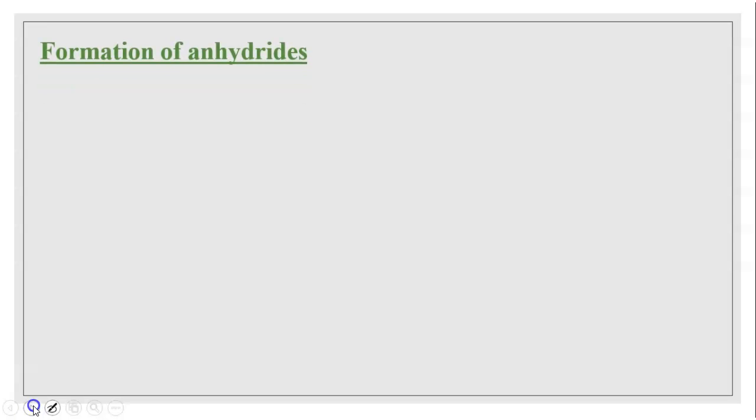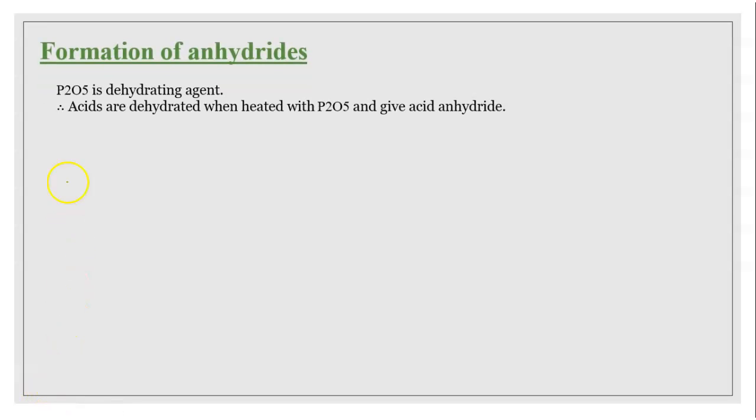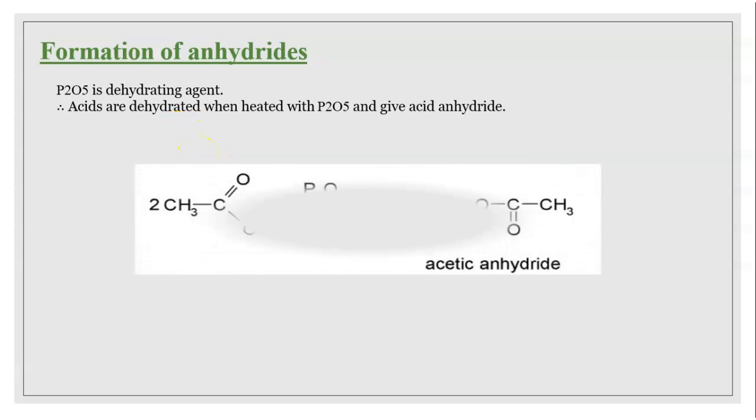Proceeding further to the next topic, that includes formation of anhydride, where your P2O5 is acting as a dehydrating agent. So what is exactly happening is, there is your reaction of carboxylic acid in the presence of phosphorus pentoxide. So when they are heated in the presence of such kind of strong dehydrating agents like phosphorus pentoxide, your acid anhydride is obtained by the elimination of water molecule from the two molecules of acid.